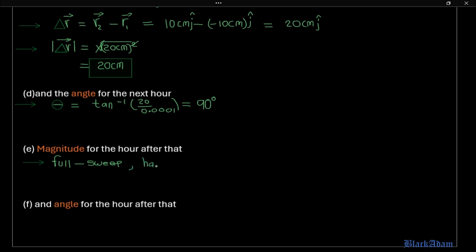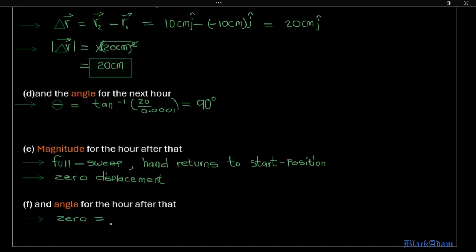And then for the hour after that, that's a full sweep, which means it comes back to where it started. The hand resets or returns or rewinds to the start point. So it means a start position, and from there no displacement was made, so it's going to be 0 magnitude. Okay, so for the angle, no displacement was made, no angle made, and that's 0 also.